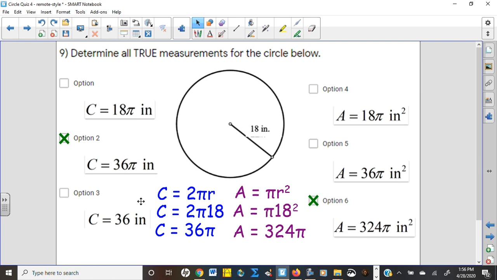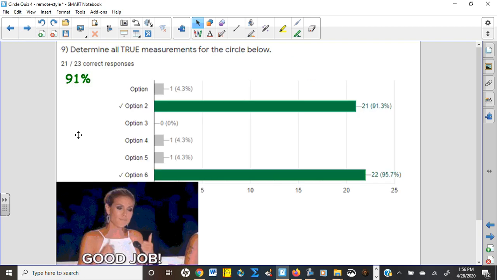If you forgot your pi here, you might have picked option 3. If you forgot the 2 in 2 pi r, just pi r, you might have gotten option 1 or whatever. And if you got the circumference of 36 pi and you didn't see option 2, you might have said 36 pi inches squared for option 5, but that's an area and it even is listed as an area. So there are some mistakes that could have been made, but most of you did not make those mistakes. In fact, only one person didn't get the right area and only 2 people didn't get the right circumference. And together, 21 out of 23 got them both.